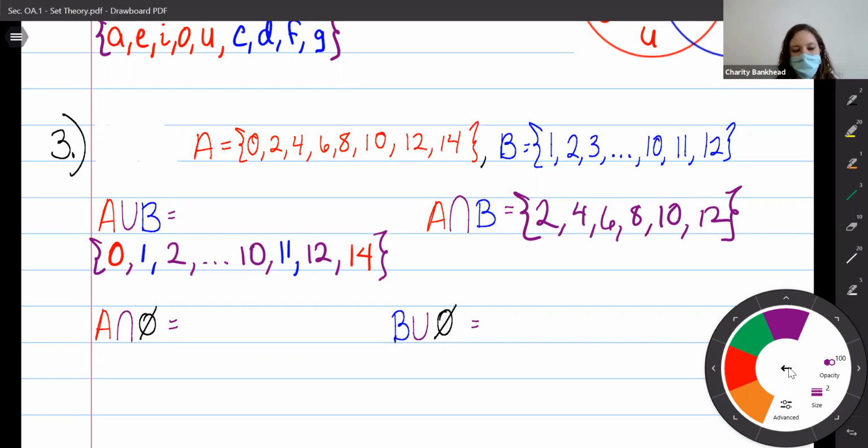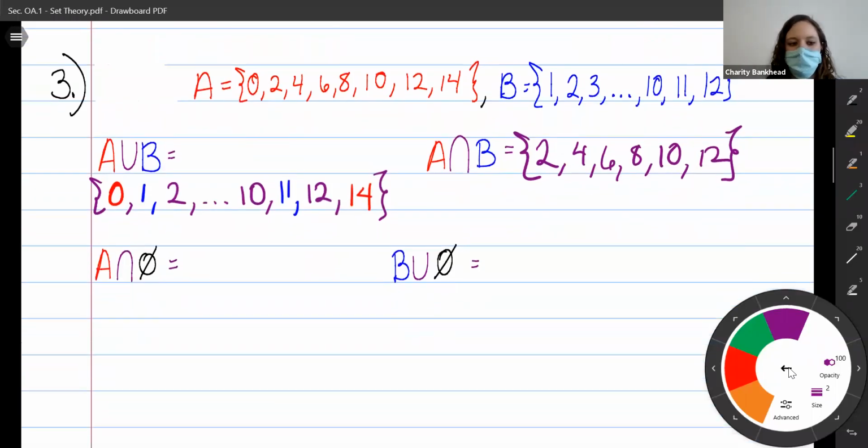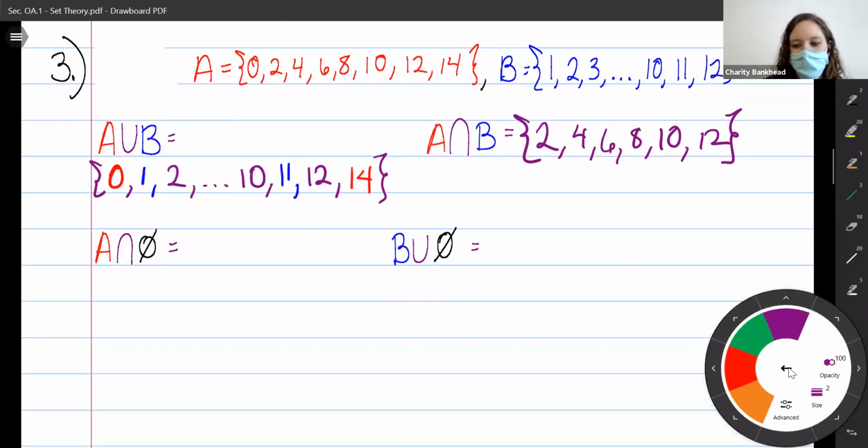All right. And then what is A intersection with the empty set? So what does A have in common with the empty set? Well, nothing, because there's nothing in the empty set. So anything intersected with the empty set equals the empty set. It's kind of like multiplying by 0. Anything multiplied by 0 is 0.